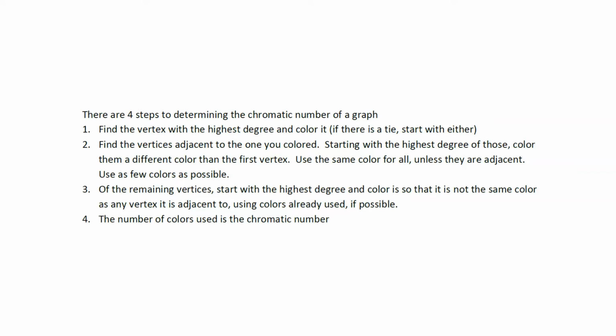Of the remaining vertices, start with the highest degree and color it so that it's not the same color as any vertex it's adjacent to, using colors that are already used if possible. The number of colors used will be the chromatic number. Let's see what that looks like when we get to a real example.